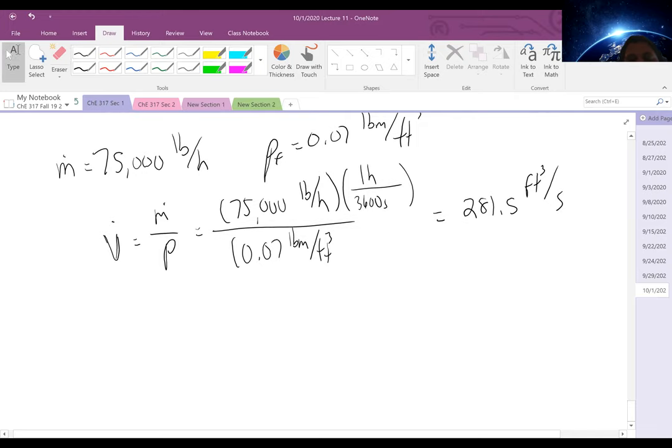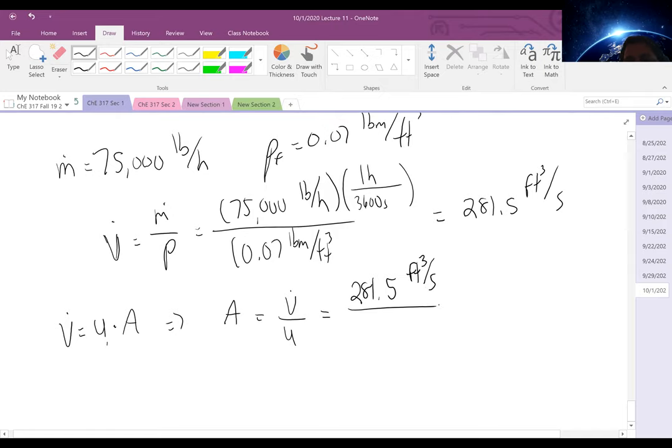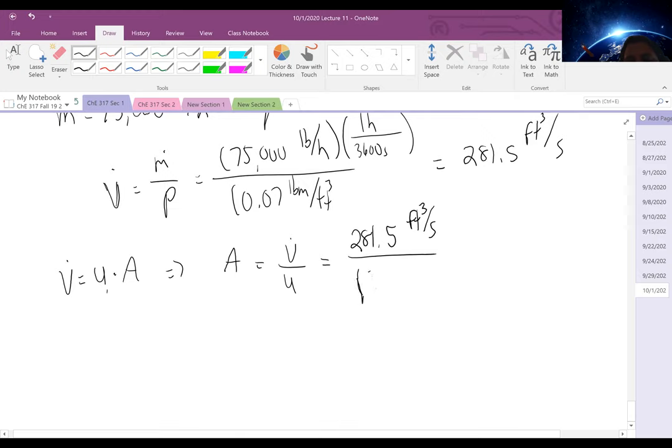And so, if I know that my volumetric flow rate is my velocity times my area, therefore my area equals my volumetric flow rate over my velocity. Which means I have 281.5 cubic feet per second divided by my velocity, which we found to be 3.47 feet per second. And I get 81.13 feet squared.